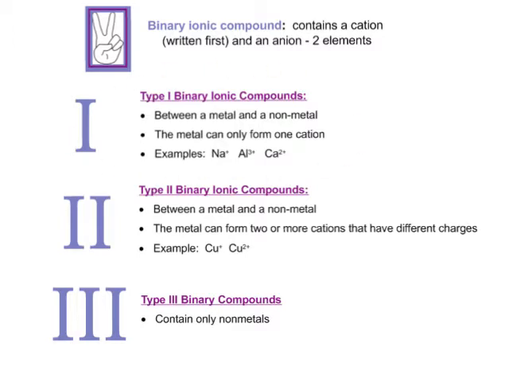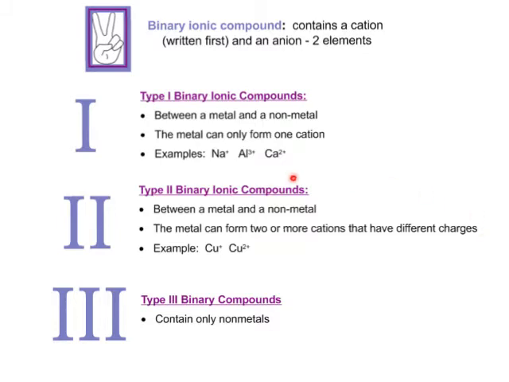The first type, type 1. It's pretty simple. It is a compound that exists between a metal and a nonmetal. The metal in type 1 binary ionic compounds can only form one cation. Examples: sodium, aluminum, calcium. Sodium always forms a +1 cation. Aluminum always forms a +3. Calcium always forms a +2.